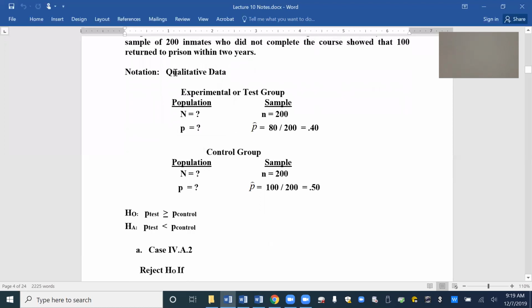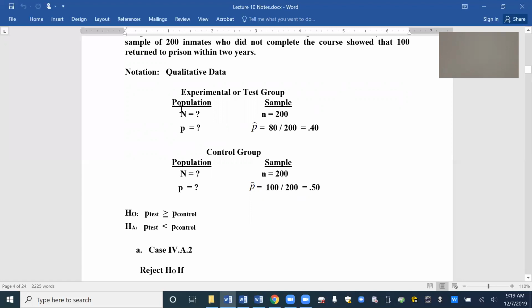So what do I know? What question was asked of each of the inmates? We checked their records: did they go back to prison within 2 years? And we get back yeses and nos, and yeses and nos. It's qualitative data.